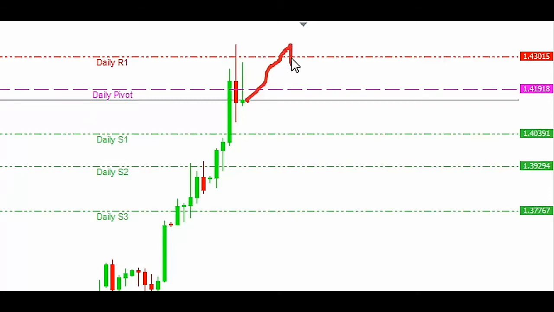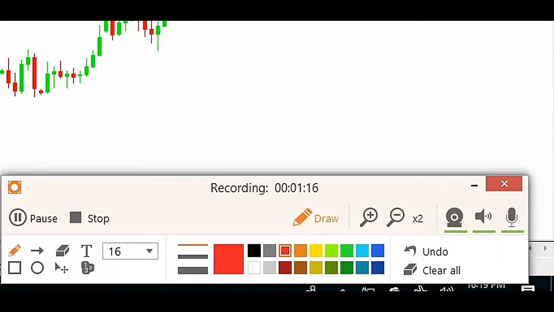Either if it goes down, then it will touch the daily support 1, okay. Or if it first comes down and touches it, and if it doesn't cross this line, it will go up. If it can cross it, then the market will go to our support 1, okay. So in EURUSD and GBPUSD, both currencies are in the buying trend.